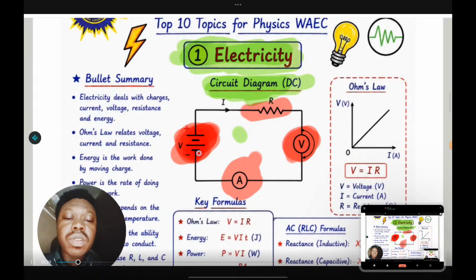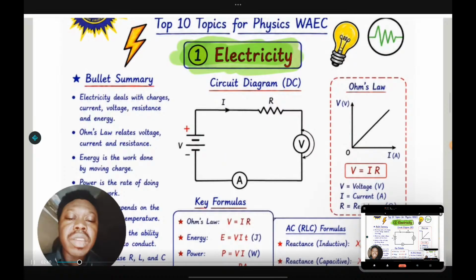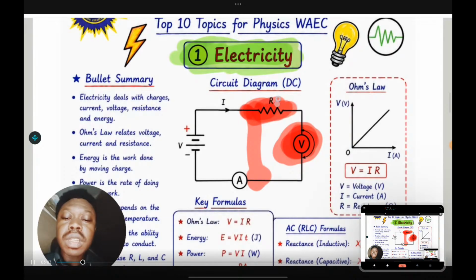Now take note of this circuit. What kind of connection is this? You can see this is a series connection, but there is something I want you to pay attention to: how to identify circuits. For this particular voltmeter, we connect voltmeters in parallel. Take note of this, because it measures the voltage drop across the load. This is our load, so this voltmeter will measure the voltage drop across this particular load. Please take note of that.